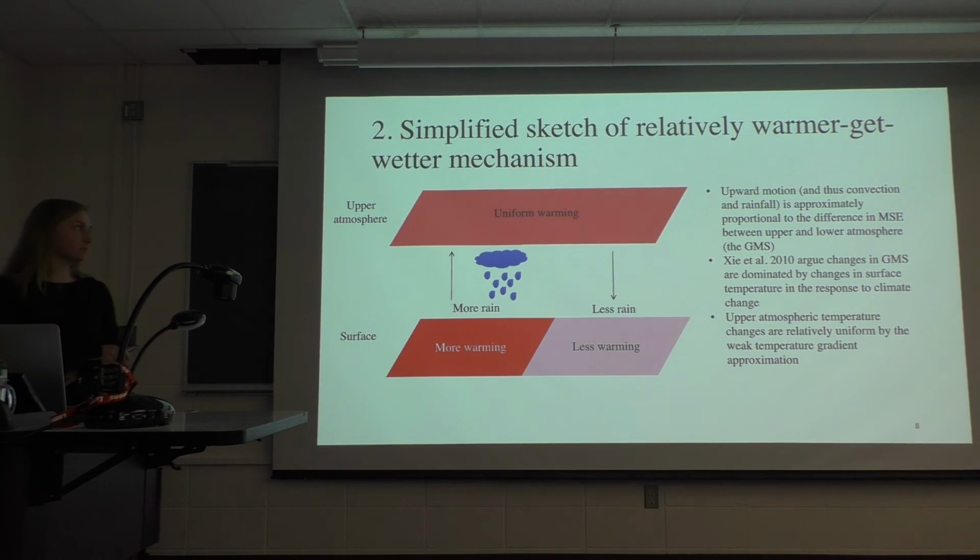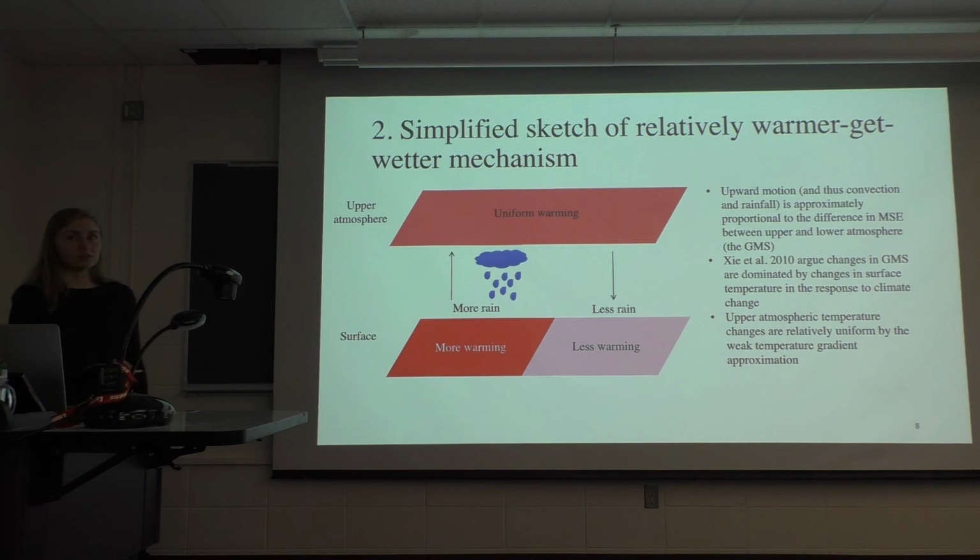And that gross moist stability is proportional to the moist static energy in the upper troposphere, or the difference in moist static energy between the upper troposphere and the lower troposphere. And if you remember that moist static energy includes temperature and humidity, and you also remember that the upper troposphere doesn't have a lot of water vapor and tends to have this weak temperature gradient approximation, there's not very much of a gradient in moist static energy up here, but there is at the surface.